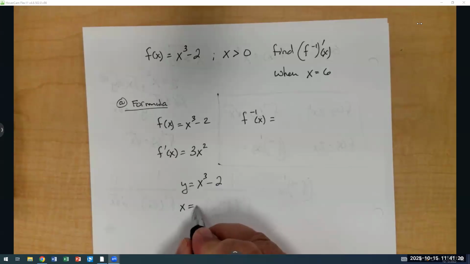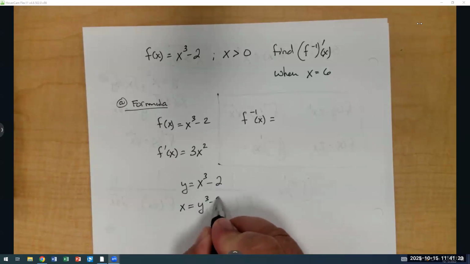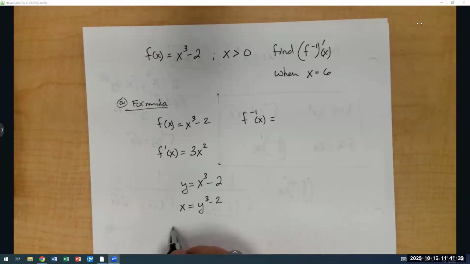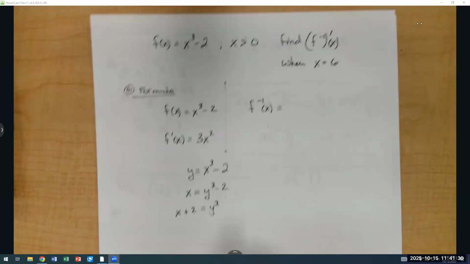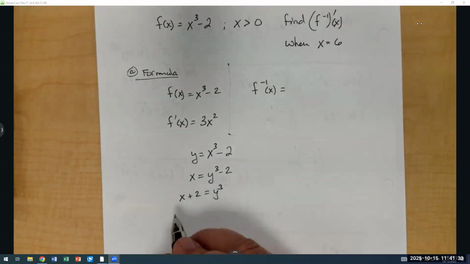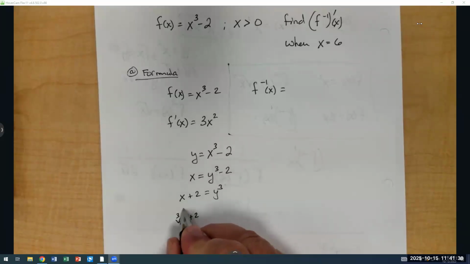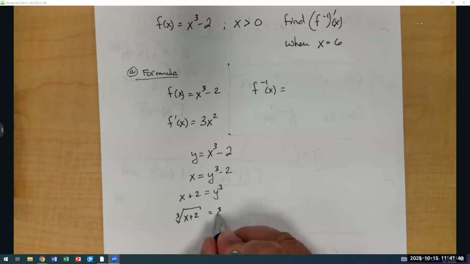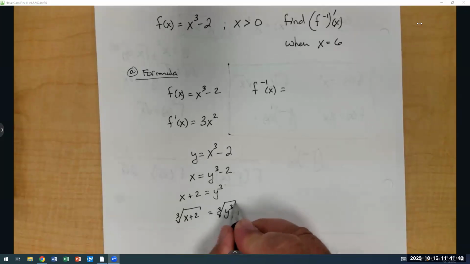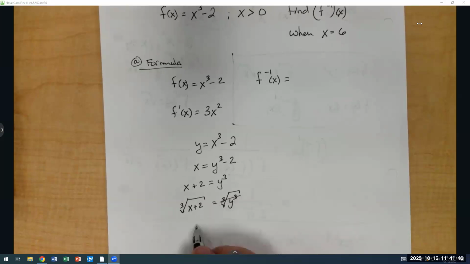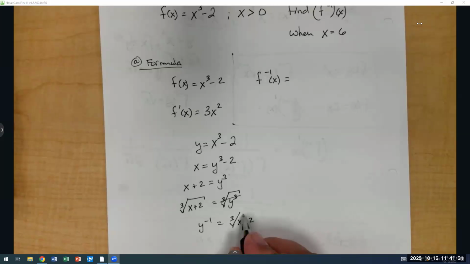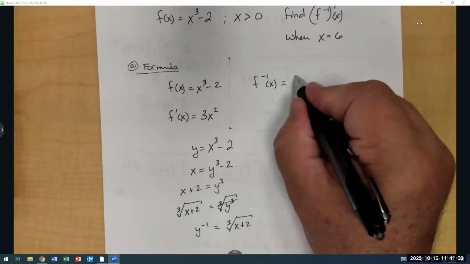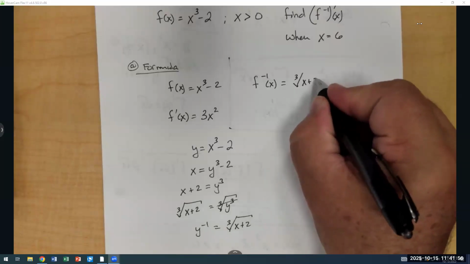First step, switch x and y and solve for y. So we have x plus 2 equals y cubed. Take the cube root. So my inverse is the cube root of x plus 2.